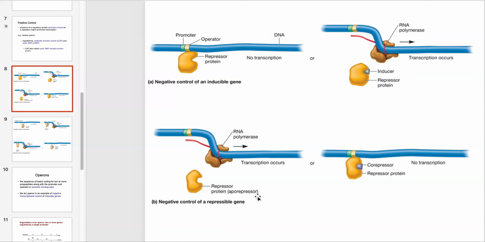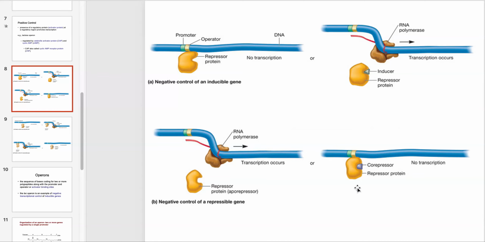Here's negative control of a repressible gene. Usually these repressible genes are typically like biosynthetic operons, something that's needed to make some important component of the cell, not break something down that you take in from the outside world. So the repressor protein is synthesized inactive. It's called an aporepressor. It's not active. And so the default setting is for transcription to happen.